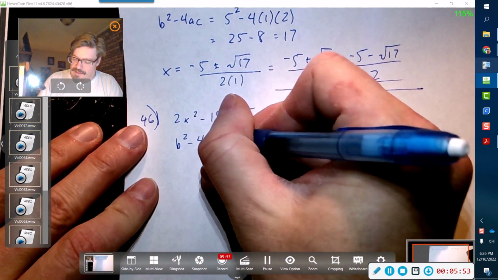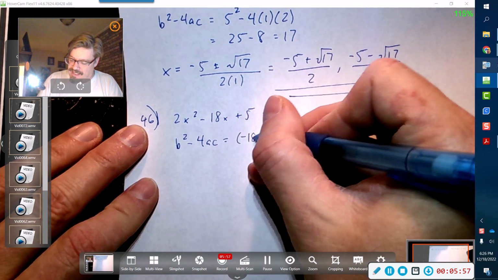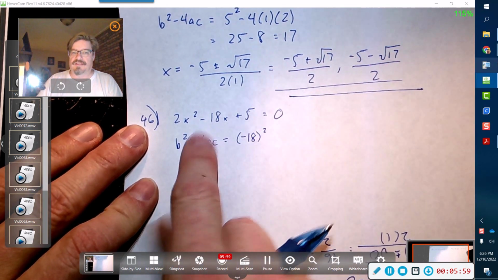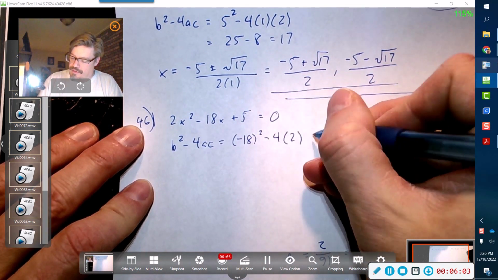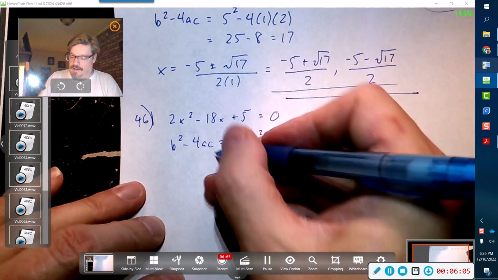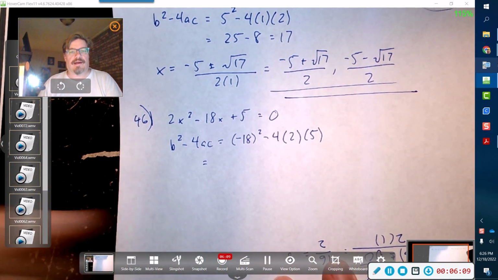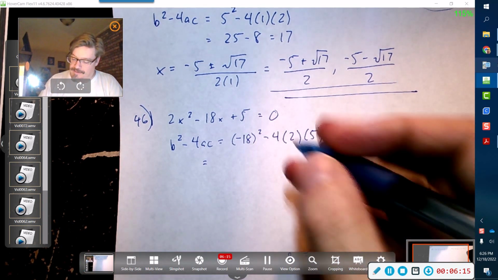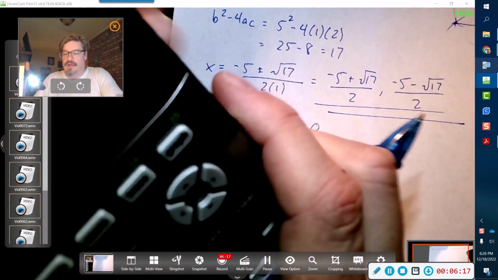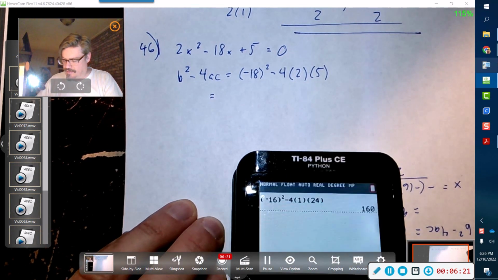Alright, b squared minus 4 times A times C, this is the discriminant, so that is going to be negative 18. Notice I'm putting him in parentheses now because he's negative. Alright, minus 4 times 2 times 5. Now when you get higher in mathematics, it is interesting. If you do pre-calc, you will learn where the quadratic formula actually comes from, which is pretty neat. In fact, it involves completing the square, which is what we skipped actually this year because it's used so infrequently.